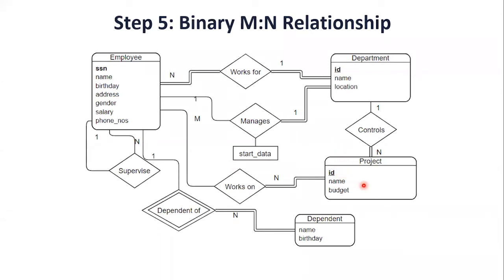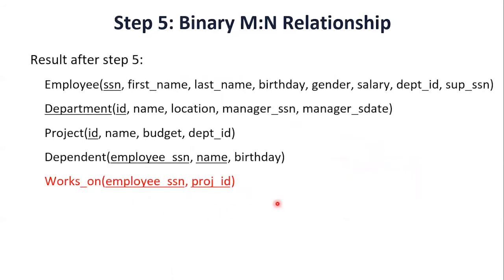As you can see, we can't have the project ID in the employee, since a single employee has many projects, and we can't have the employee ID in the project, since a single project may have many employees. So we can't have both. So what we do is we create a new table Works On representing this relationship, and include the employee's primary key and project's primary key as foreign keys, and they together form the primary key for this table.